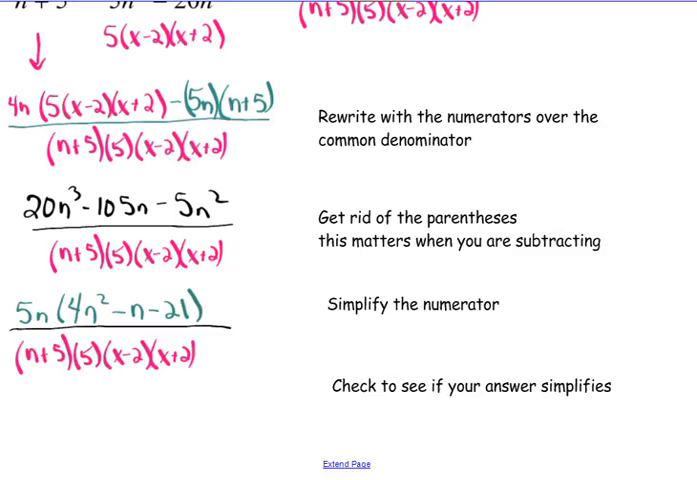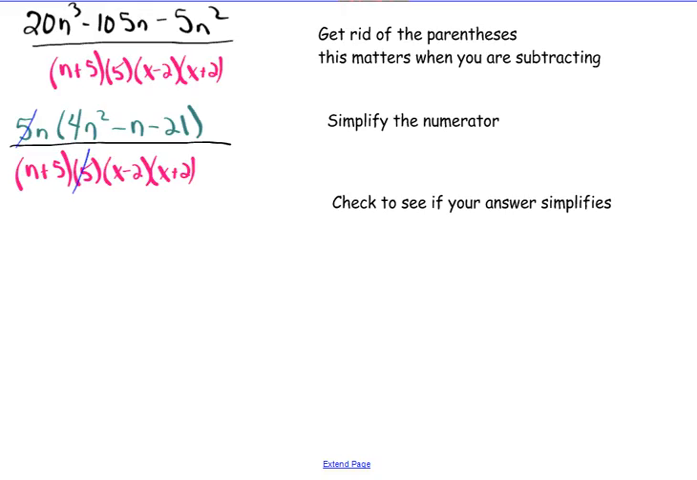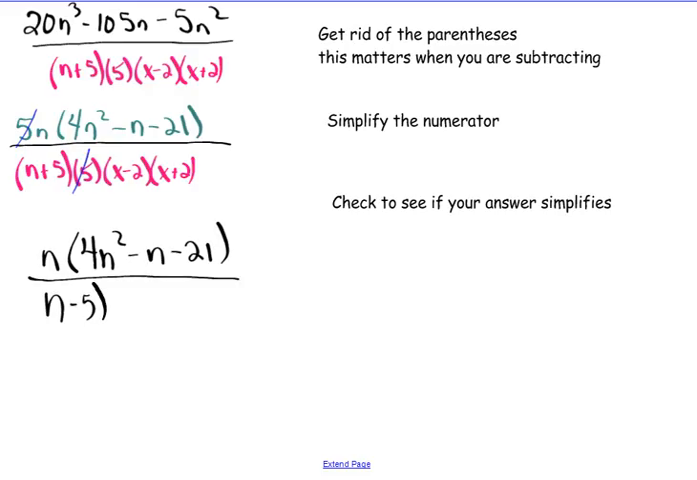And now I can cancel out my common factor, this one and this one. Not the n, that's the 5 being canceled out. So my final answer for this particular problem is going to be n times 4n squared minus n minus 21 all over n minus 5, n minus 2, and I don't know where I got the x's from, guys.